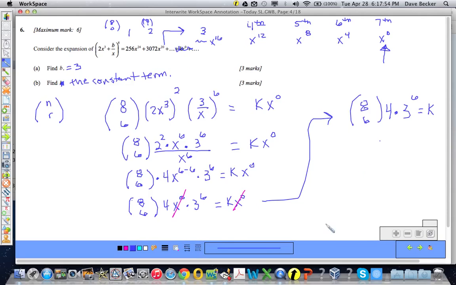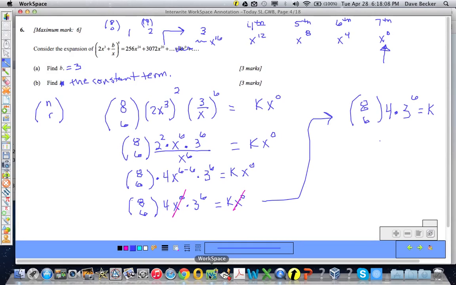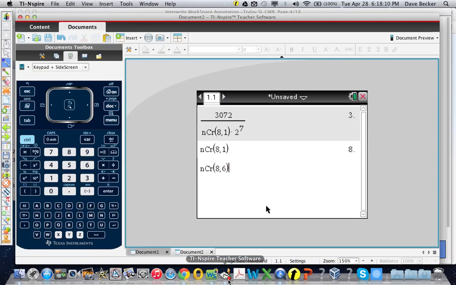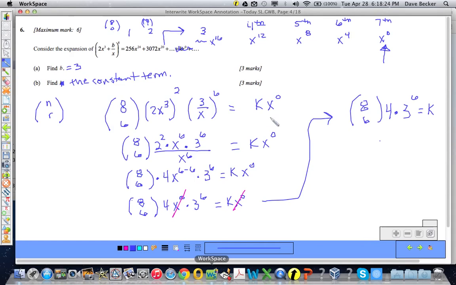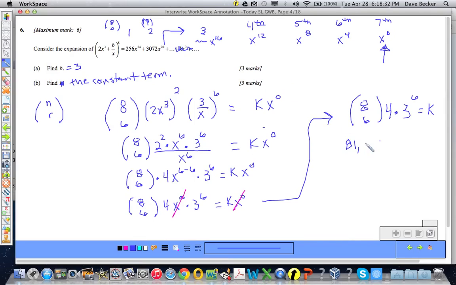So now we just go to our handy dandy calculator. If you want, you can arrow up twice and put in the 8 choose 6 since you already have it in there. And I forget what that's going to be multiplied by, times 4 times 3 to the 6th. So get back to my calculator, times 4 times 3 to the 6th. Bam, and we get 81,648. So that means 81,648 is equal to k. I forgot it. How horrible am I?